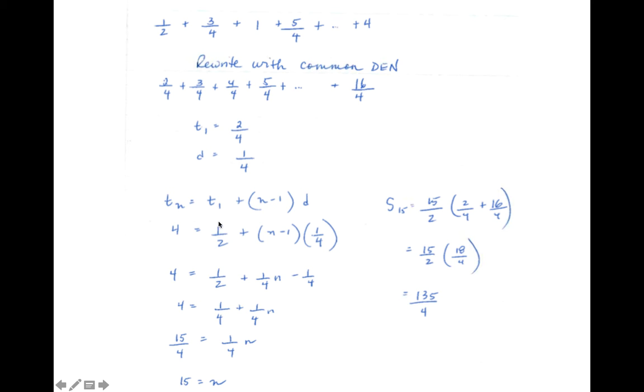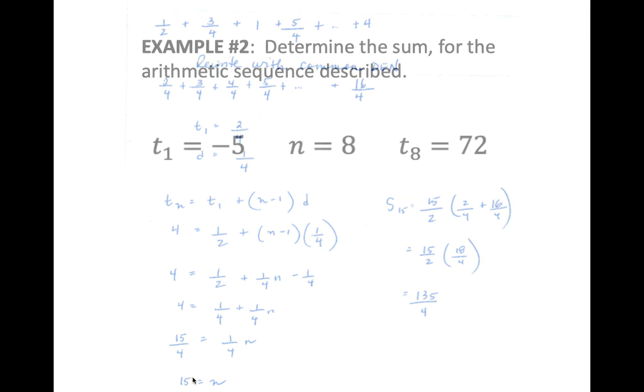First term is 1/2 or 2/4. I'm looking for what n this is. And my d, or my constant, is 1/4. I go ahead and expand this, multiply it out, simplify things, and we get 1/4 plus 1/4n. And then if I subtract 1/4 from 16/4, which is what 4 would be, I get 15/4. And so then I can see that my n is 15.